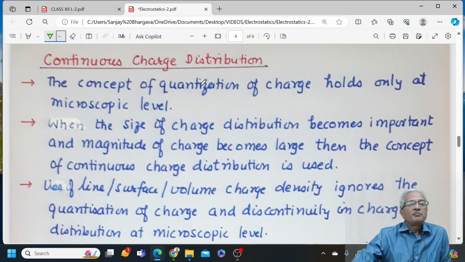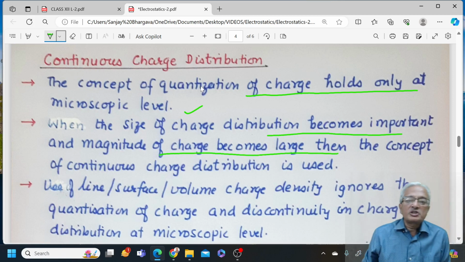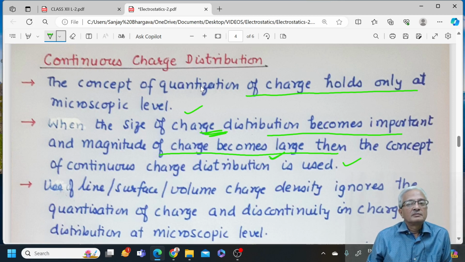So what we say is, the concept of quantization of charge holds only at microscopic level. When the size of the charge distribution becomes important and the magnitude of the charge becomes large, then the concept of continuous charge distribution is used. So when will it be used? When size of the charge distribution becomes important, and secondly, the magnitude of the charge has become larger. Now, what are the different types of the charge distributions? So we can think line charge distribution, surface charge distribution, and volume charge distribution.